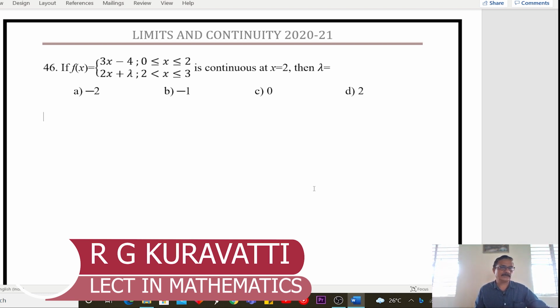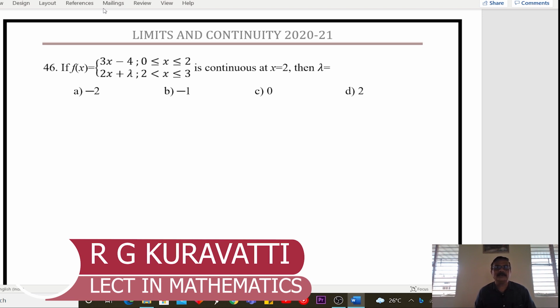Observe the question. See that question number 46 belongs to continuity problems. Now here is the question. f of x is equal to 3x minus 4 where x lies between 0 and 2, and 2x plus lambda if 2 is less than x less than or equal to 3. If it is continuous at x equal to 2, then the value of lambda is, with 4 options.